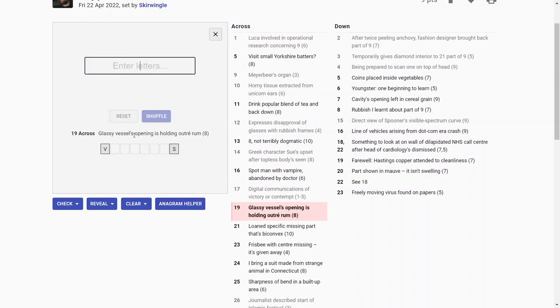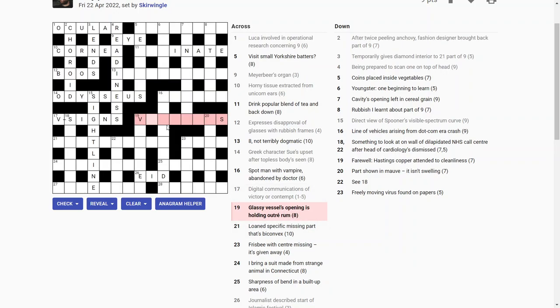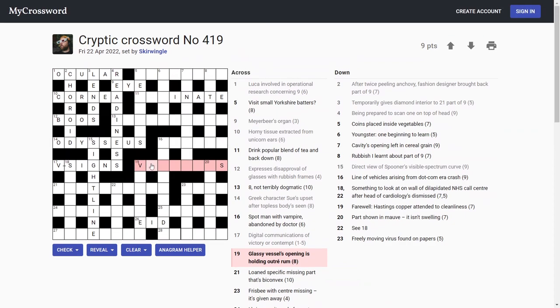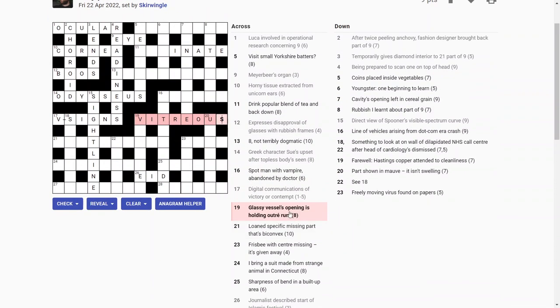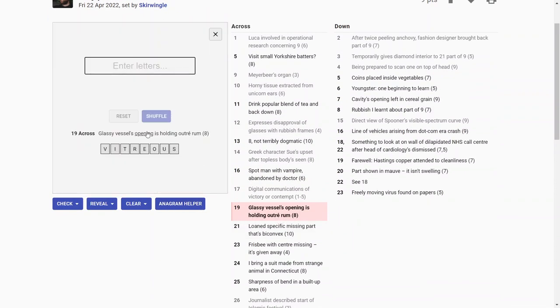Choose the anagram helper. So we've got outre, is, and V. And we're missing a letter? I think it's vitreous anyway, vitreous. It means glassy. So that's an anagram of O-U-T-R-E and then is and then V, yeah. Why didn't our anagram helper work there? Oh, it's because the E's got an accent on it. Interesting, bear that in mind.